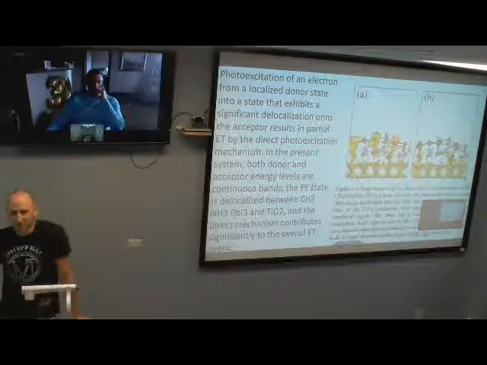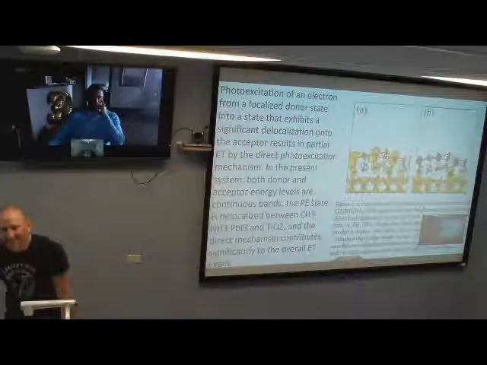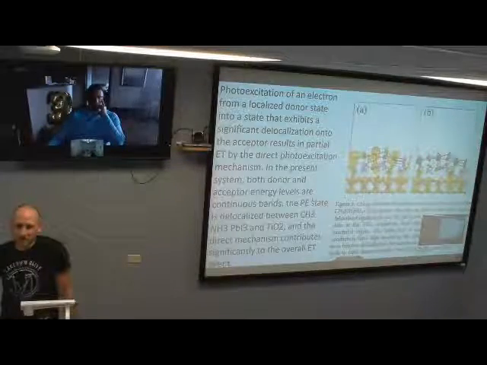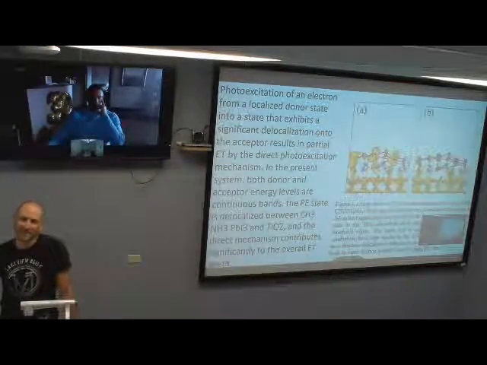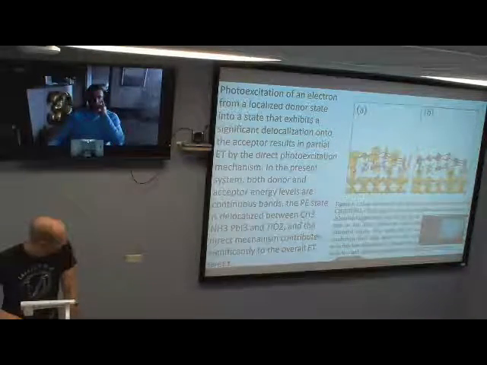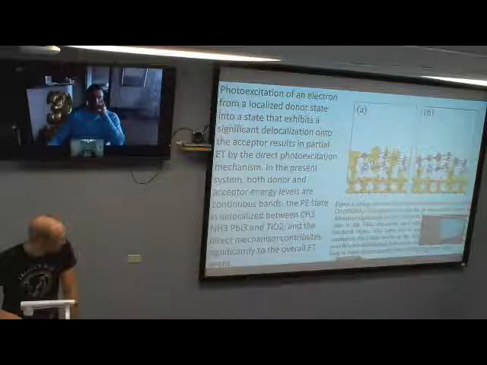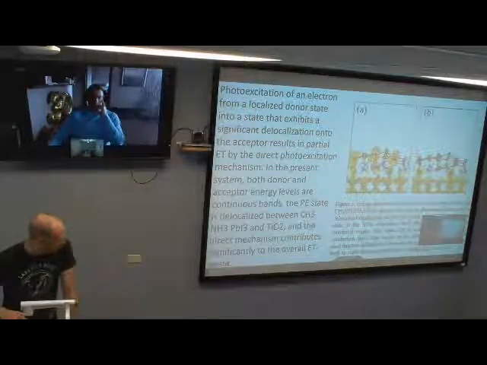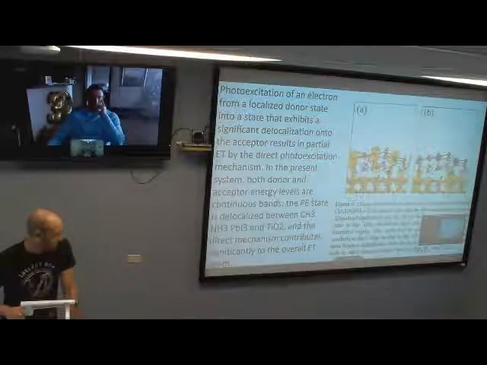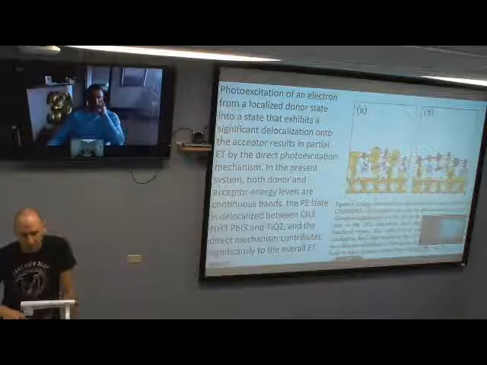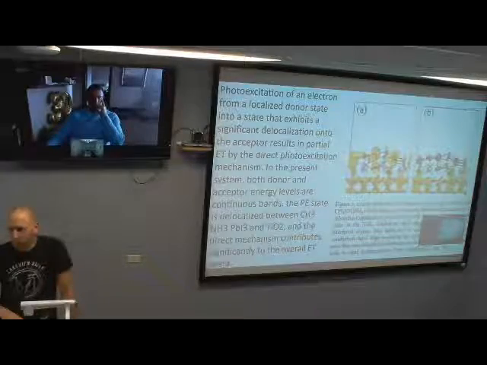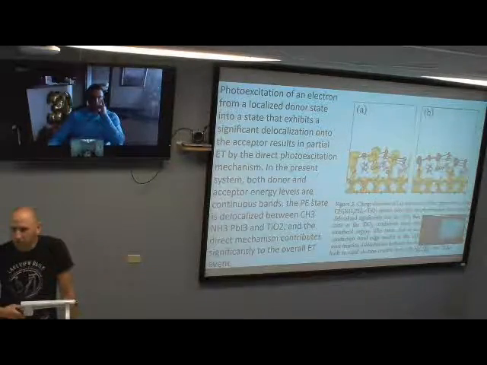So, what are the results? Well, they took something about direct photo excitation mechanism. So they're kind of talking about that direct mechanism here, which means you already have this charge transfer state just from the photo excitation, right? Right, yeah.